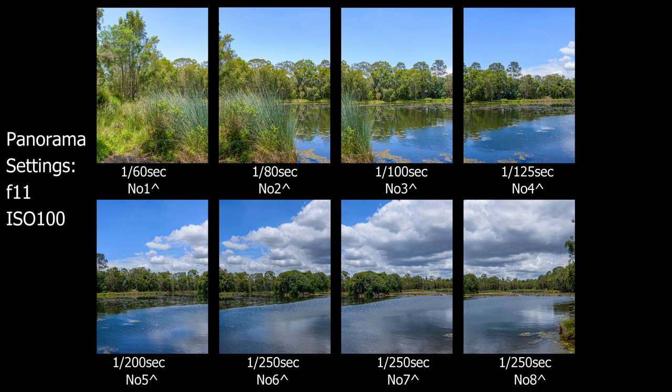The first image, 1/60th of a second, then it goes up to 1/80th, 1/100th, then 1/125th, 1/200th of a second, and the last three images are 1/250th of a second. Why? Because this is the brightest area. So just like in shutter priority, this is why I state you shouldn't use aperture priority to shoot panoramas unless your scene is the same from left to right. But if there's a dark area or very bright area, you should not use shutter priority or aperture priority.